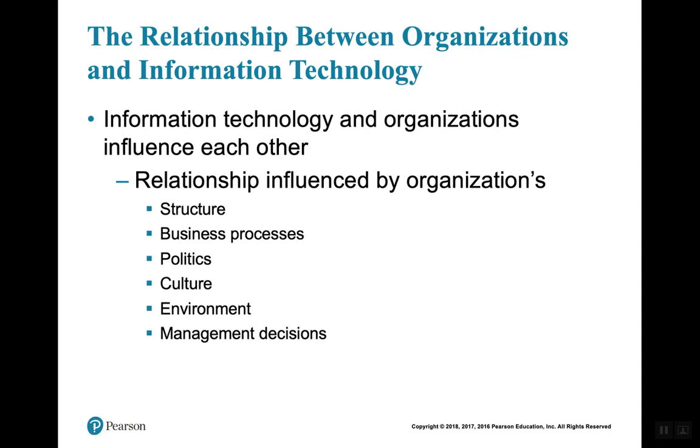So the relationship between information technology and organizations is a symbiotic relationship. They influence each other. Some of the things we say are structure, business processes, politics, culture, environment. Another piece I would also include is risk management. The way you implement information technology is to some degree influenced by how risky you want to be, and how much risk an organization is willing to take on versus the potential outcomes. It's not one dominating the other, but an interchange. Each one influences the other in specific ways.